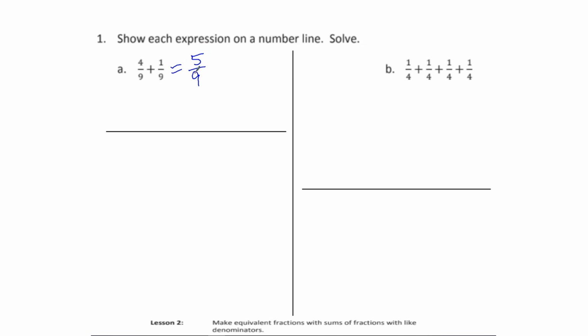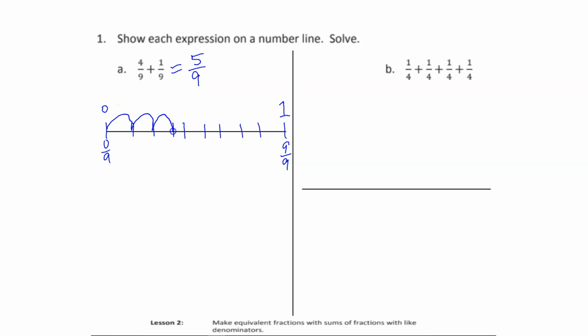Let's go ahead and show that in the number line. We've been representing 0 at one end of our number line and 1 at the other end of our number line if our sum is less than 1. So now I can say, well, I need to break this one whole into 9 parts. So I need 8 partitions. 1, 2, 3, 4, 5, 6, 7, 8. That gives me 9 parts. Now I can say this is going to be 0 ninths. One whole is equal to 9 ninths.